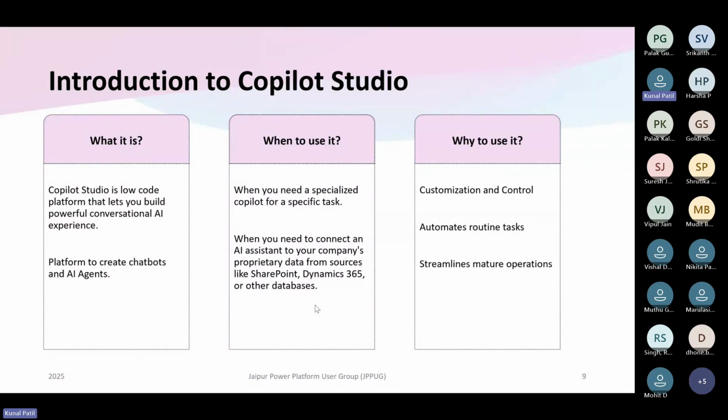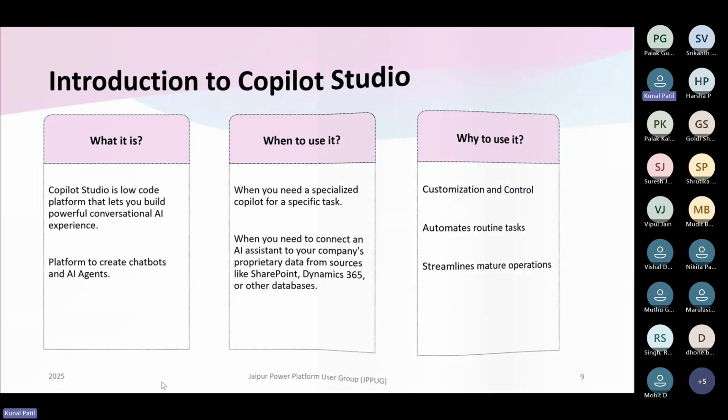We can automate our routine tasks, like answering questions, even mature, streamlined processes that can be automated. For example, when it comes to IT, let's say reset password. Reset password itself is a mature process. You can automate this kind of process with the help of Copilot Studio or a Copilot agent also. And overall, it boosts our productivity.